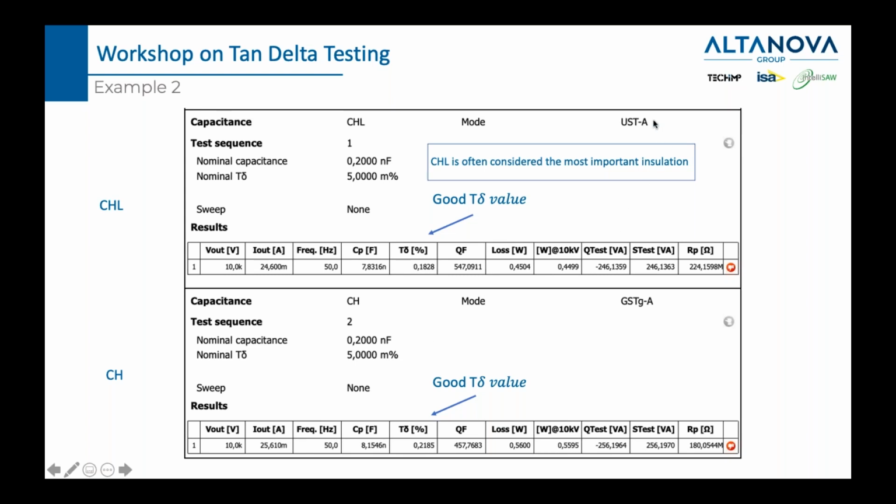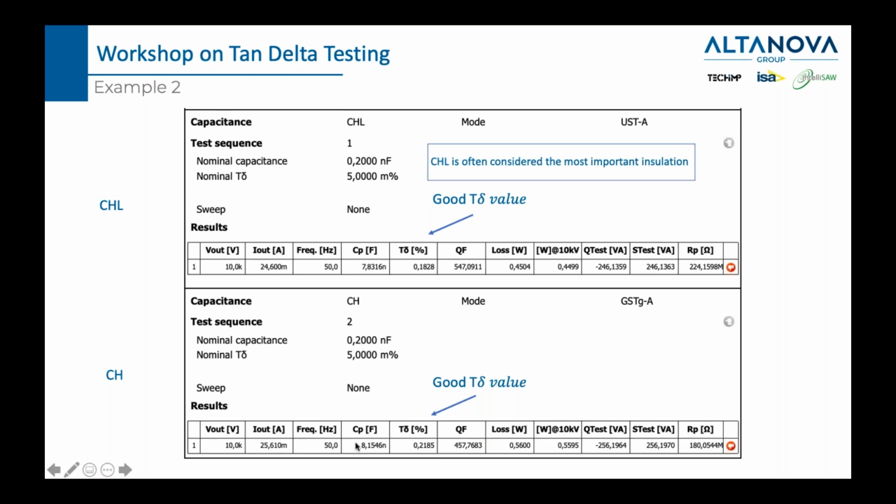And just observe, we did this with the method UST-A, and this was done with the method GST-A. When you say what capacitance you want to measure, this is what changes. So now we have the measurement of CH. It's 0.2185, much less than 1%. So we can see that all these insulations are in good state.